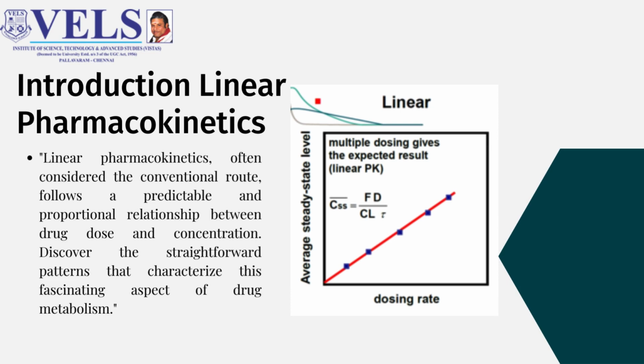Before entering into the topic, we discuss linear pharmacokinetics. Linear pharmacokinetics, often considered the conventional route, follows a predictable and proportional relationship between drug dose and concentration. Discover the straightforward patterns that characterize this fascinating aspect of drug metabolism.